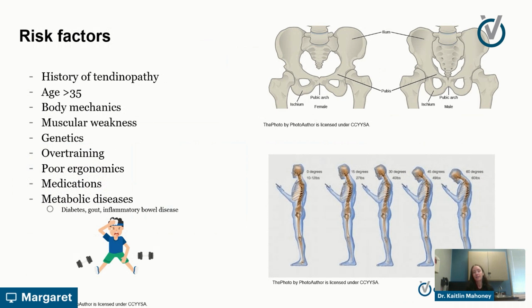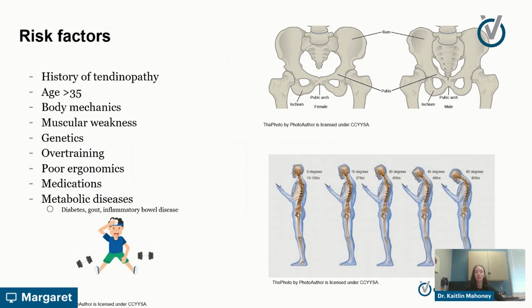Different body mechanics. The skeleton picture on the top is showing the subtle differences between a man's and a woman's pelvis. A female pelvis is wider, and that mechanically puts additional stress on the side of the hip. So I see a ton of women with side of the hip pain related to gluteus tendinopathy. It's a really, really awful, painful condition, and makes it hard to sleep or walk.